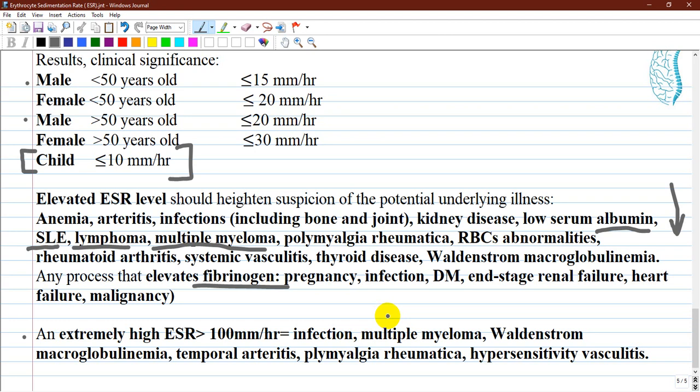Once again, this test indicates only an inflammatory process and is not specific for any type of disease. For confirming the disease, you should do additional tests.